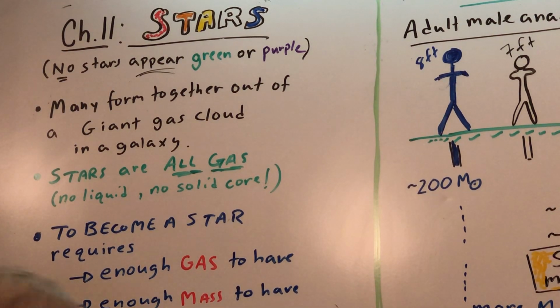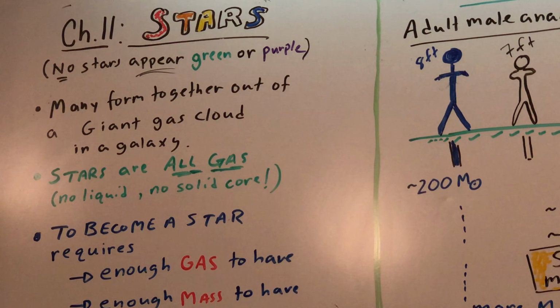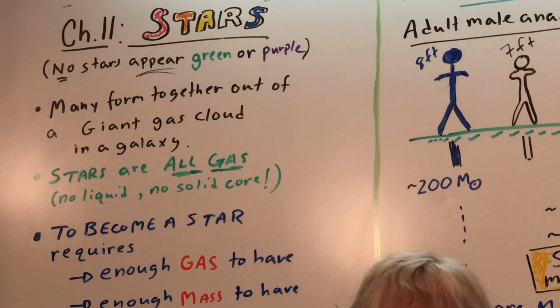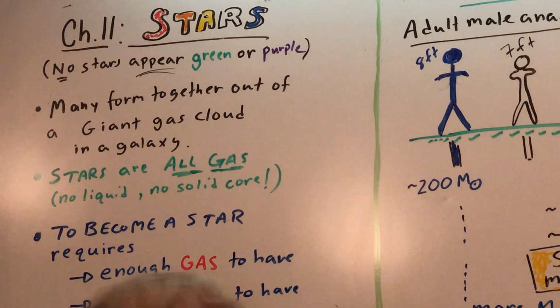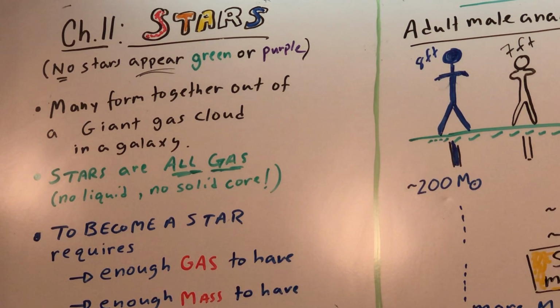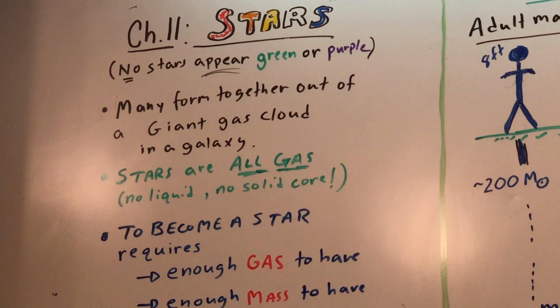So keep in mind galaxies, like in our last video, right? Galaxies, galaxies, galaxies. These are absolutely enormous. And within the galaxy, we have giant molecular clouds, cool clouds within a galaxy. And in those galactic clouds, many stars form.